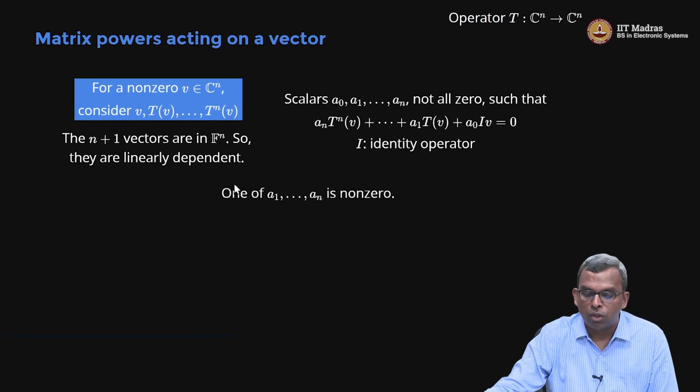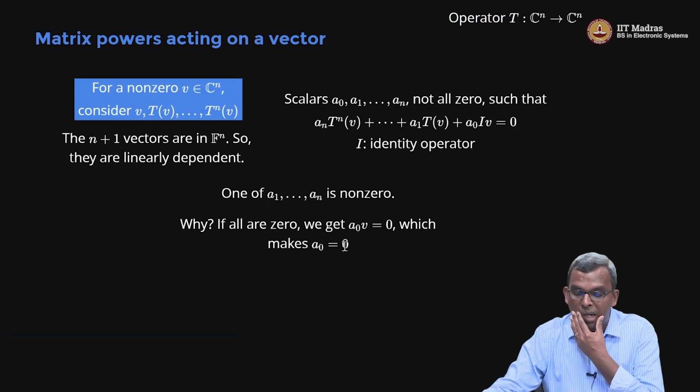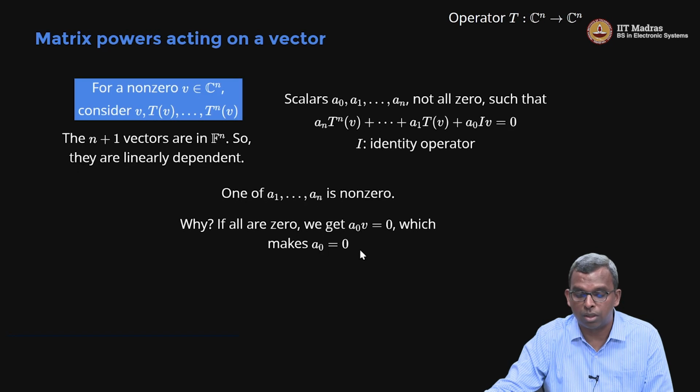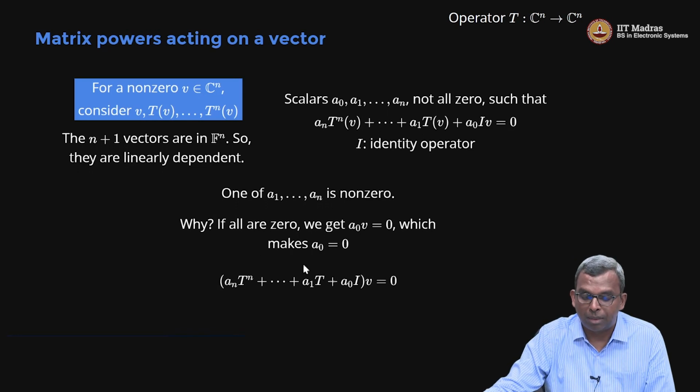So first, one of these a1 to an is non-zero. Why is that? Is it not enough if a0 is non-zero? Because if all of a1 to an are 0, you get a0 times v is 0, which makes a0 also 0, because v is non-zero. So if a0 v is 0, then a0 is 0. So all of these cannot be 0, one of them has to be non-zero. Keep that in mind, one of a1 to an has to be non-zero.